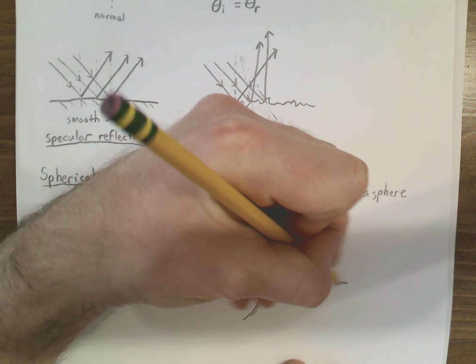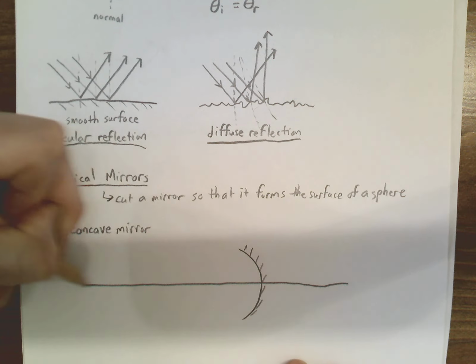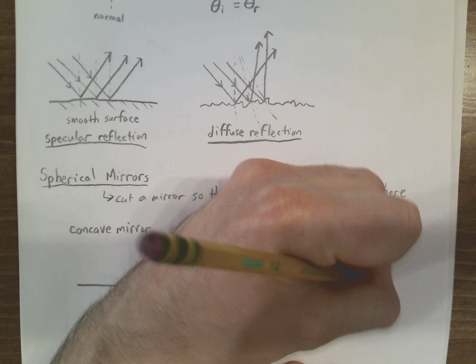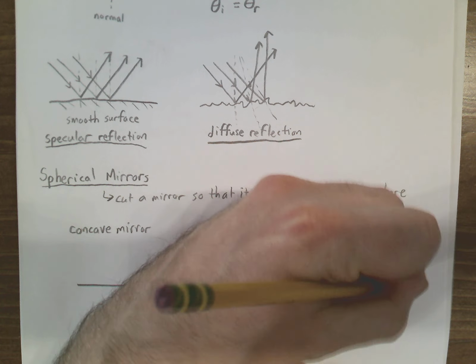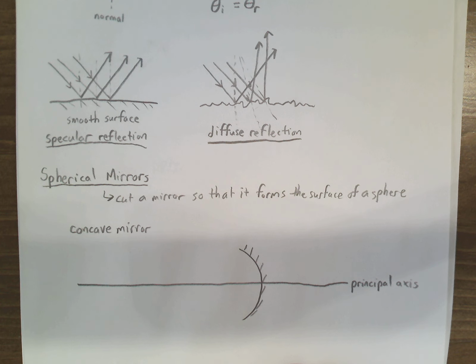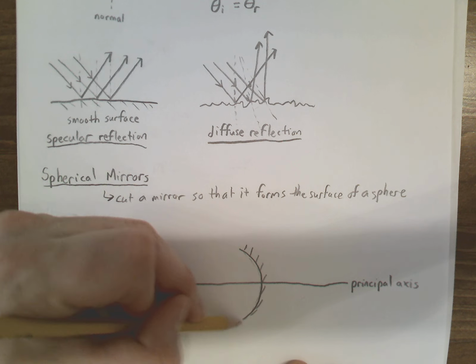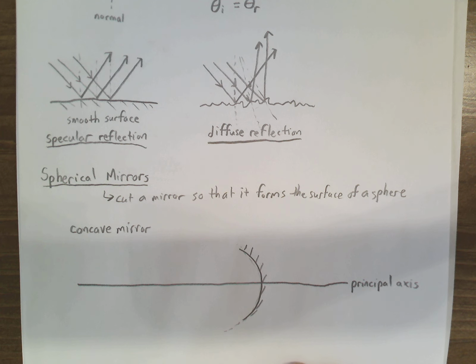We're going to draw a line that bisects the mirror like that. And this line here is what we know as the principal axis. It's just sort of a reference for what we're going to do next. If you were to imagine that this sphere could be traced out, I'm not going to do it, but just imagine you could trace out the rest of the sphere.